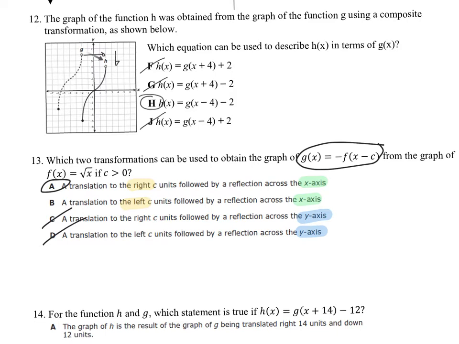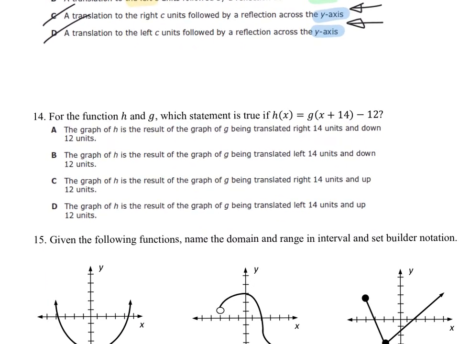You'll notice there's a lot of words going on, but all you have to key in on is the major ones. You see what I mean? Look at the simple verbiage: left, right. Look at the simple verbiage: x-axis, y-axis. A lot of people get overwhelmed by the sentence, like a translation to the right, C units. Don't do that to yourself. Highlight the key words, and then simply apply it. Now, let's take a look at this next one.